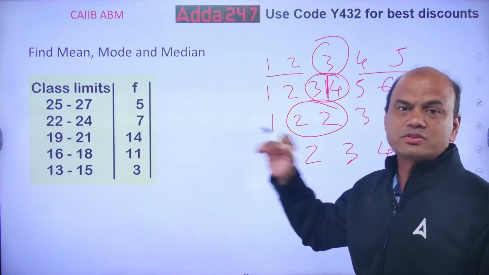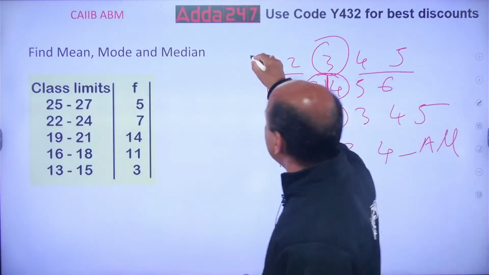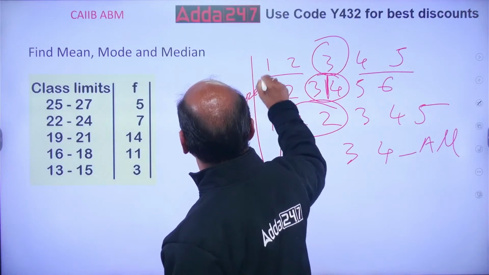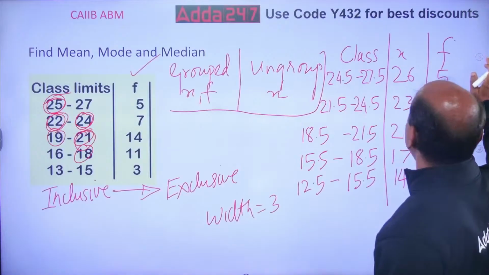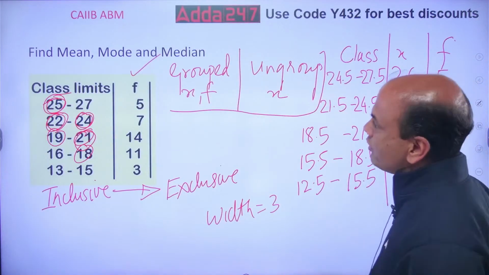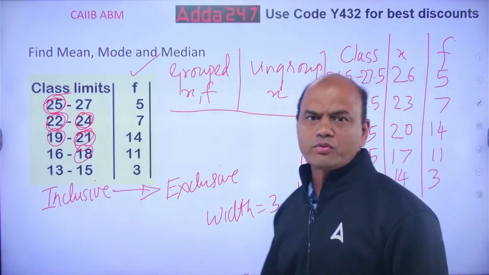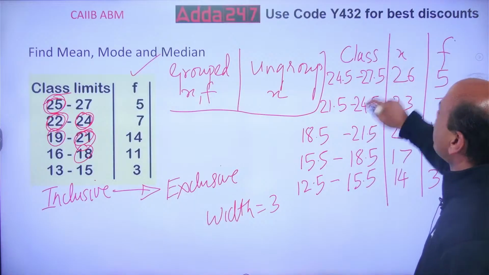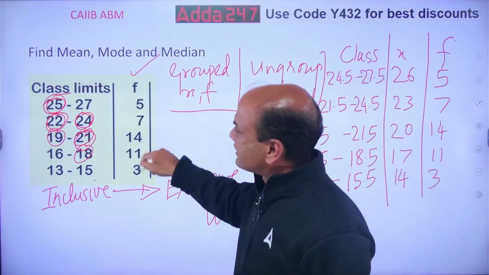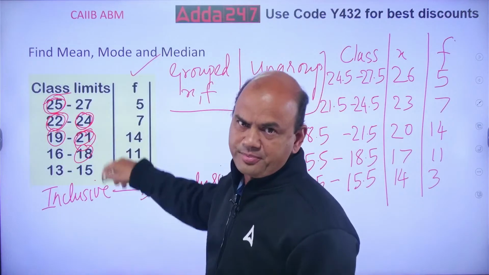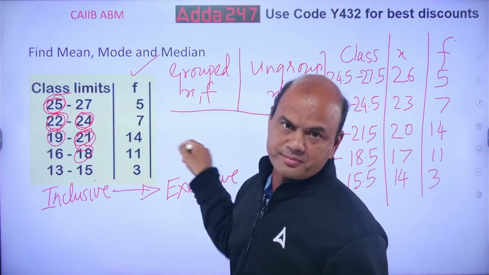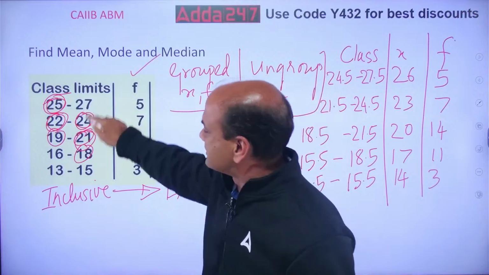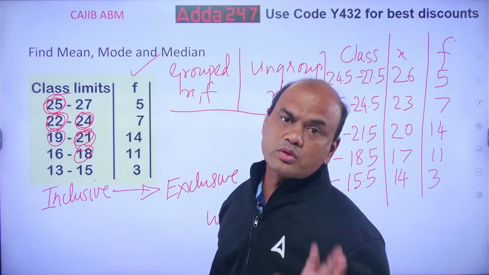Now, enough of this mean, mode, median part. Now let's focus on this topic. See, this is known as ungrouped data. There are two types of things over here: one is ungrouped, second is grouped. What is the difference between them? Note this. Whenever you have F, frequency, and a class, then it is called grouped data.